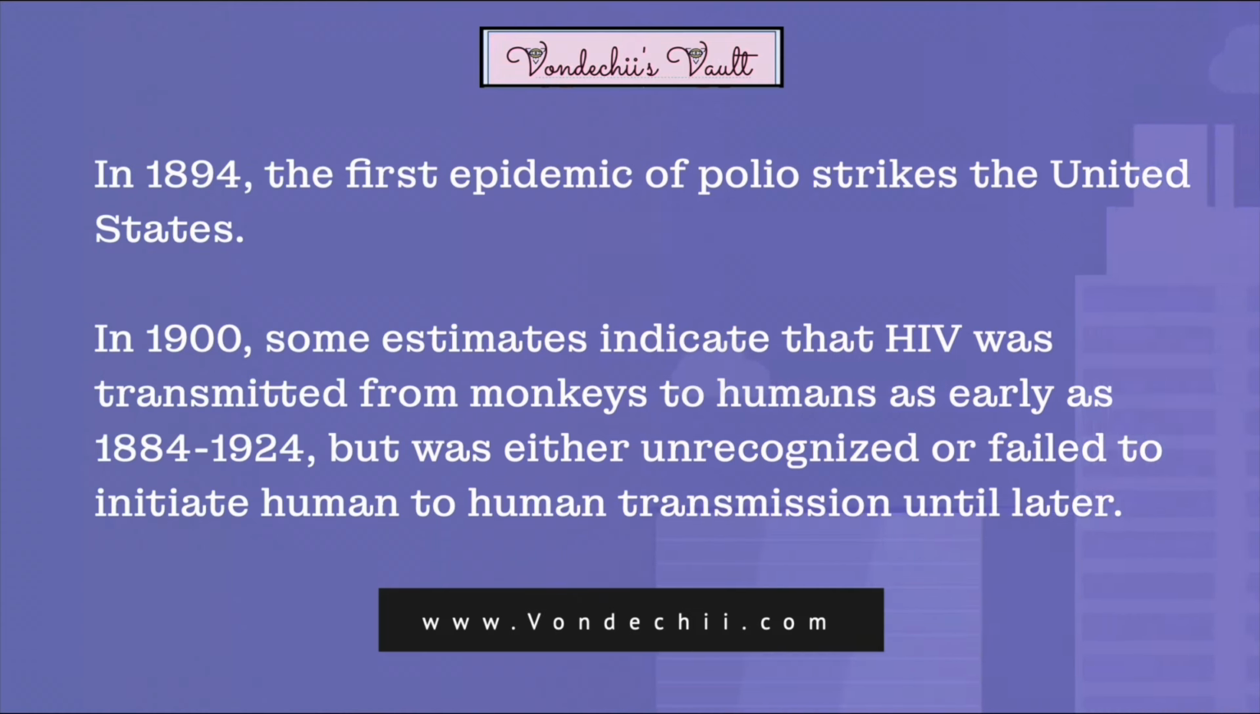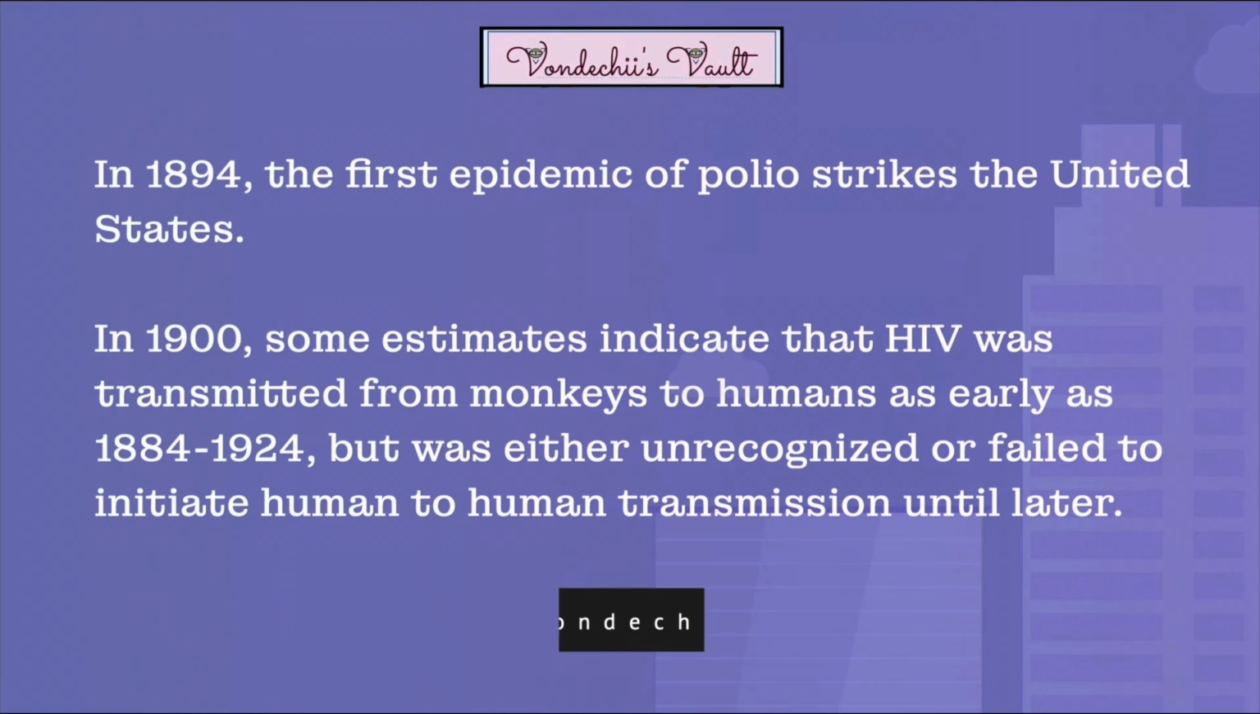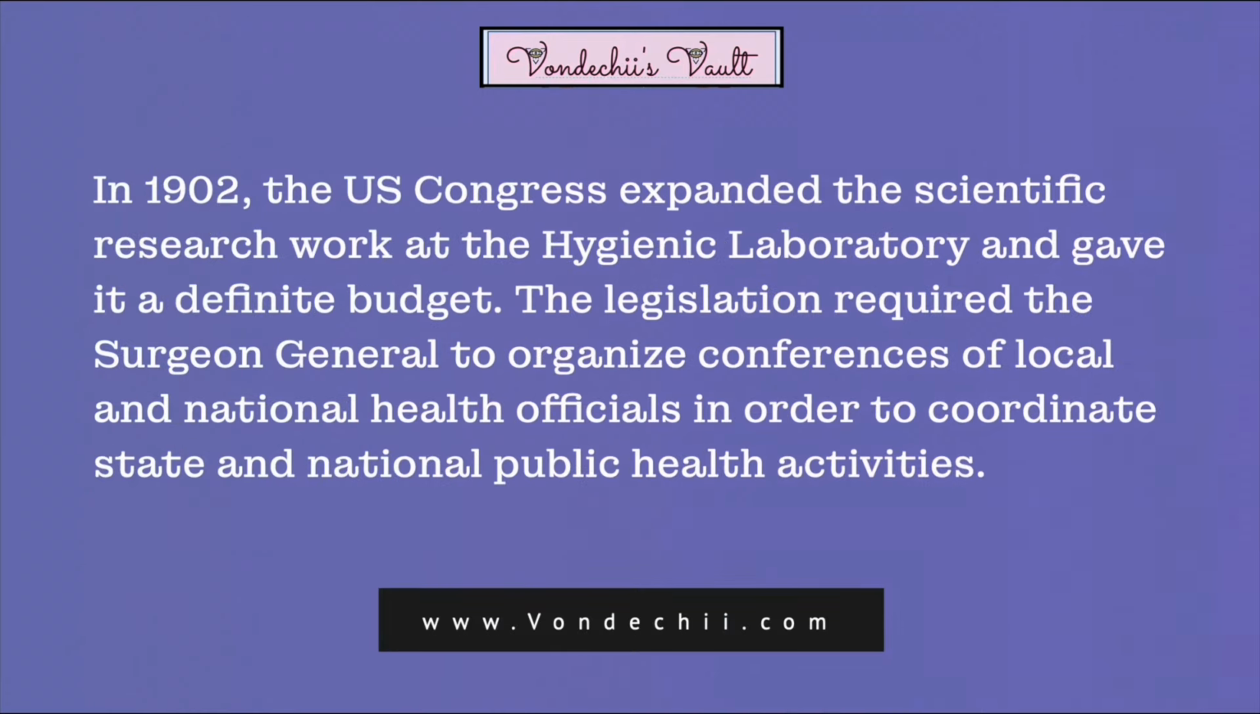In 1900, some estimates indicate that HIV was transmitted from monkeys to humans as early as 1884 to 1924, but was either unrecognized or failed to initiate human-to-human transmission until later.